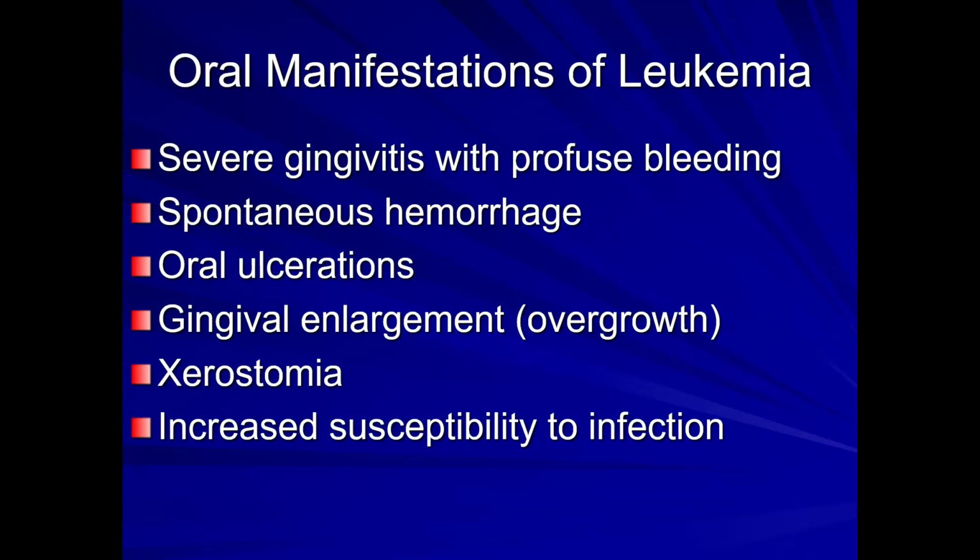Those oral ulcerations, gingival hyperplasia, xerostomia, which is again really common in the treatment. And then secondary infections, we may see candidiasis in their mouth as a secondary infection. And they just really have an increased susceptibility to all infections. So even though they have more white blood cells, they're not formed correctly and they're not doing the job that they should.